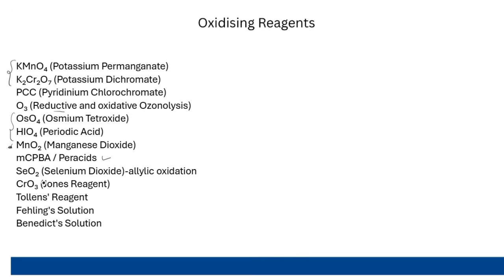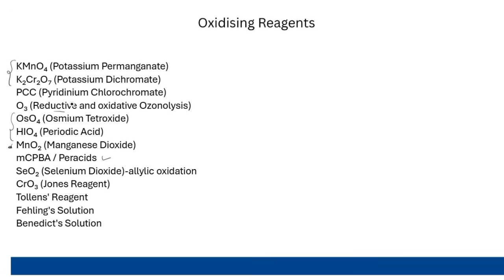What about the selenium dioxide? It will do the allylic oxidation. So if there is an allylic carbon, that's where the oxidation will take place. Then we have Jones reagent. Jones reagent is a strong oxidizing reagent. It's primarily used in organic chemistry to convert secondary alcohols to ketones and primary alcohols to carboxylic acid. See, that is the difference between PCC and Jones reagent.